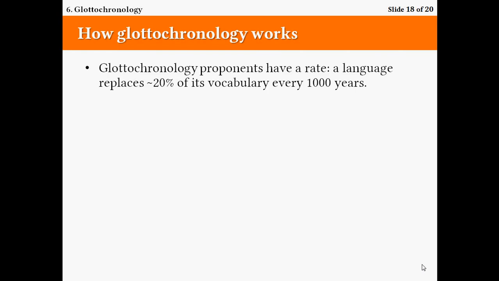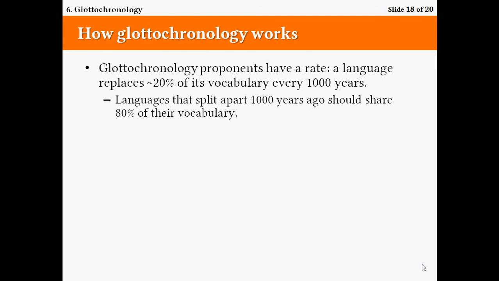So the people who do glottochronology say that, yeah, we actually can identify a rate. And so what they've proposed is that a language replaces approximately 20% of its vocabulary every 1,000 years. This is the rate at which vocabulary change supposedly happens. So what that means is that languages that split apart 1,000 years ago should share 80% of their vocabulary. That's what we expect. So in a formula, 0.80 is the glottochronological constant.